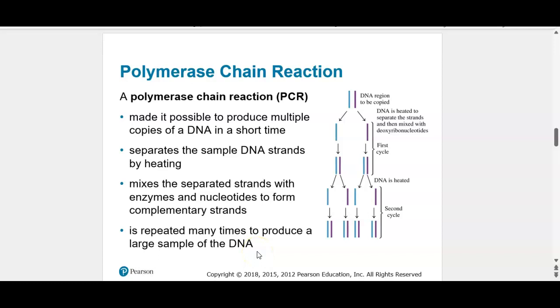So you have this little piece of DNA, you heat it to separate it, and then you react it with the appropriate enzymes and nucleotides to make this DNA. And remember, you don't need transfer RNAs or anything like that. We're not making a protein here. We're just making DNA. And you just keep doing this over and over again, and sooner or later you have quite a lot of the stuff.